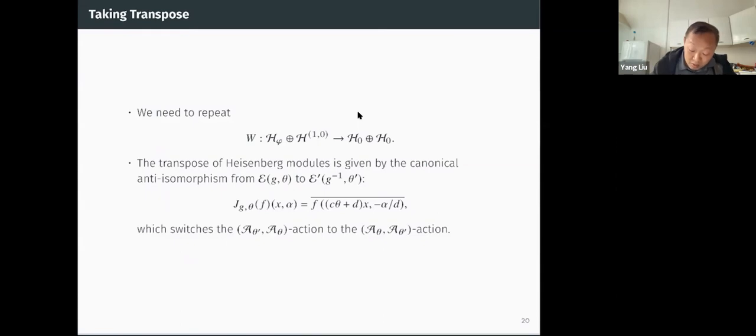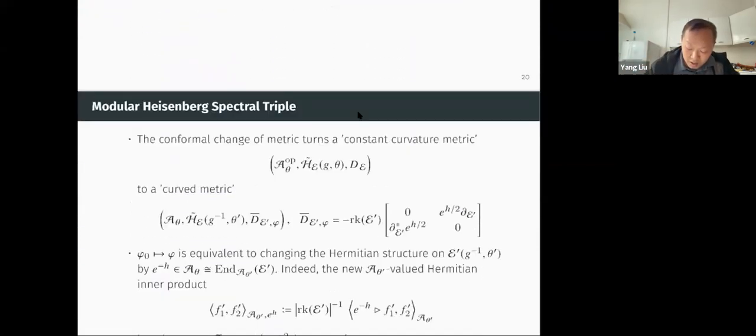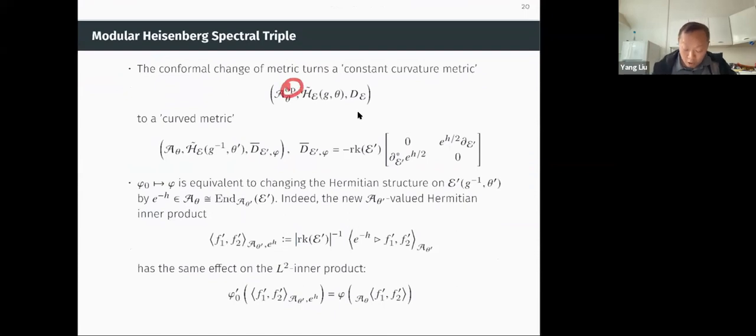So now this canonical anti-isomorphism changes the Heisenberg module from the parameter with g theta to the parameter of g inverse theta prime. So we have somehow changed the Hilbert space a little bit. But anyhow, you think of you just take the dual space of the underlying Hilbert module. So you take the dual space so that we can move the right action from the left action. So we have the right action up here from the left action.